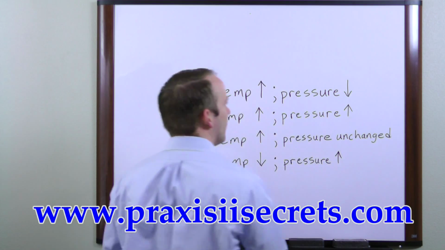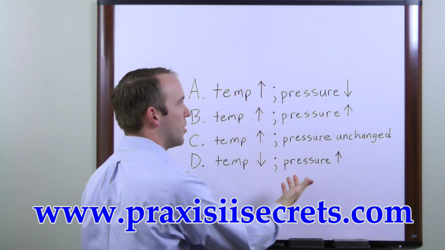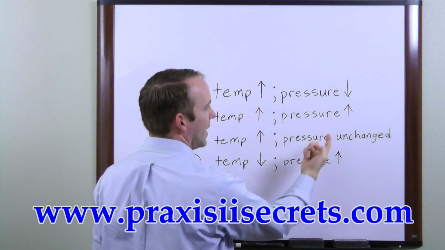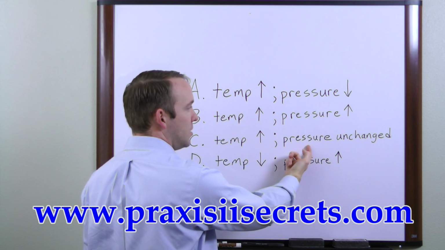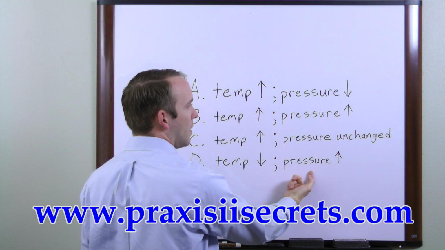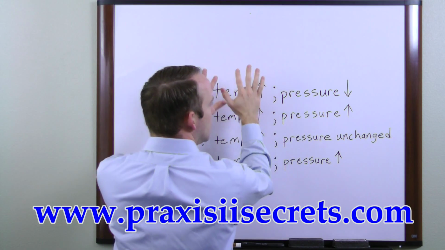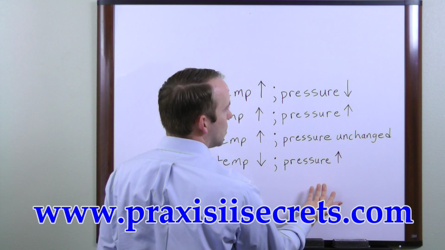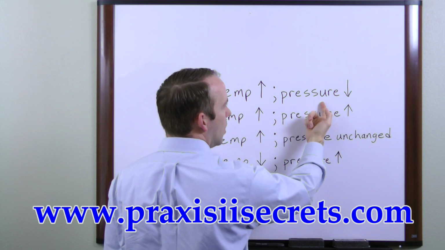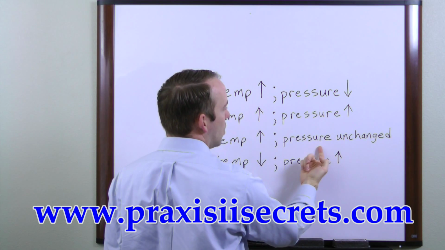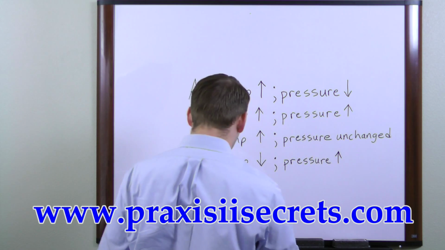Now let's look at the other half of this. What's going on with pressure? We have pressure going down, pressure going up, pressure stays unchanged, and pressure going up. So if you just looked at this, out of the 4 choices, 2 of them have pressure increasing, 1 has pressure going down, and 1 has pressure being unchanged.